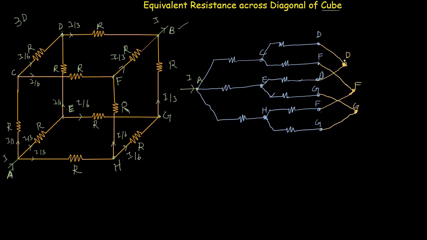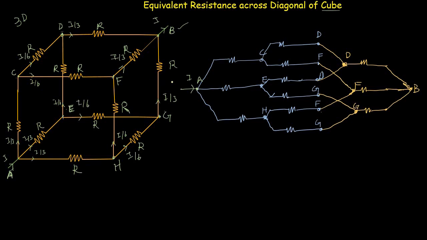So finally this point D is connected to this point B, and this point F is connected to point B, and this point G is also connected to point B. So these 3 points are finally connected to point B. So let's say this is the point B. So now this is the 2D version of this 3D problem.